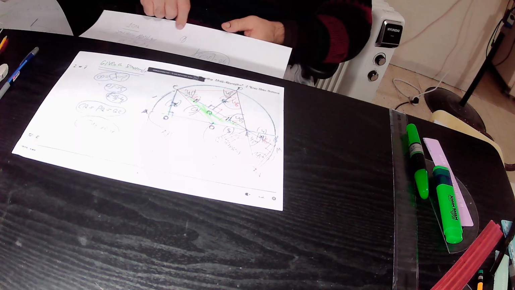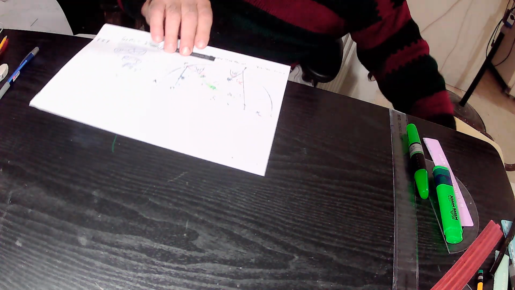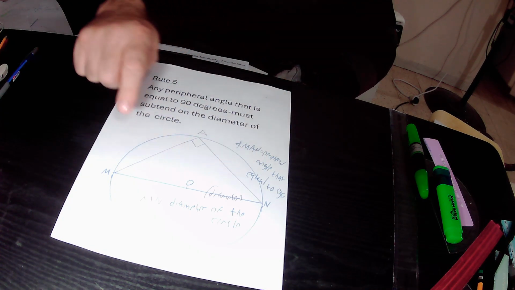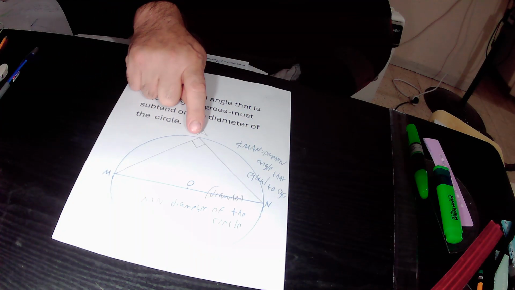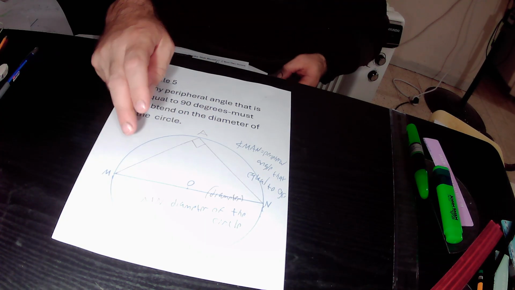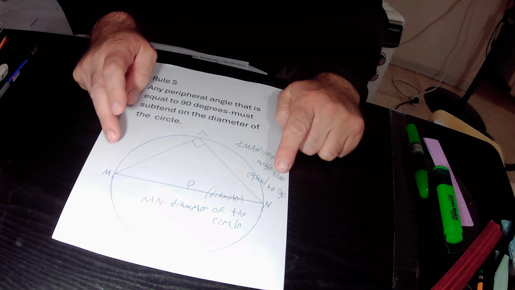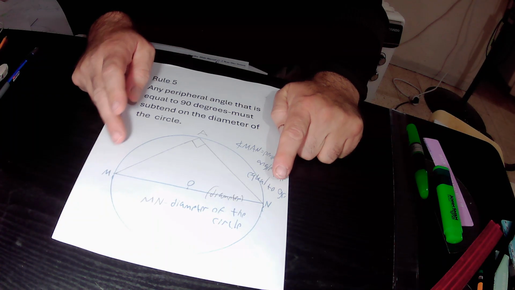Repeat quickly on rule 5. According to rule 5, any peripheral angle that is equal to 90 degrees must subtend on the diameter of the circle. In the drawing, we have a circle. This is peripheral angle MAN. We know that peripheral angle MAN equals 90 degrees in size. Therefore, according to this rule 5, peripheral angle MAN must subtend on the diameter of the circle. Peripheral angle MAN subtends on chord MN, and therefore chord MN must be the diameter of the circle according to this rule 5.